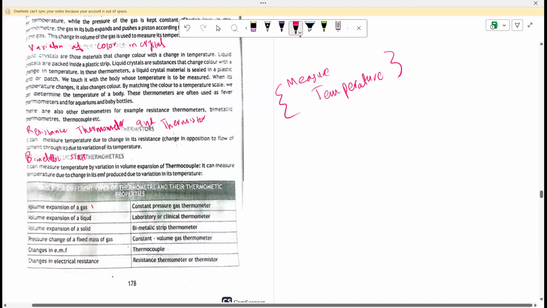यहाँ पे लिखा हुआ है कि expansion of the volume से, volume expansion of the liquid से, solid से, pressure change से, changes in the EMF and changes in the electrical resistance, we can easily identify that there has been some change of temperature. These are the properties through which we can identify the change of temperature in a particular body. For example, if we start seeing a liquid bubbling, what would come to your mind? Whether its temperature is increasing or decreasing? Temperature is increasing. Okay. If we see a solid block of ice melting, what would come to our mind?